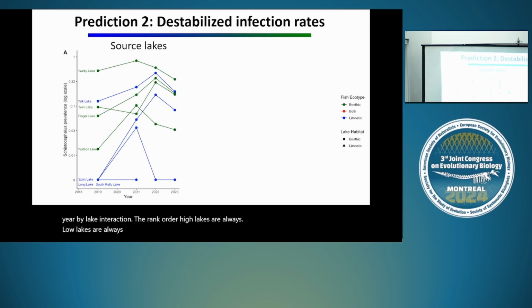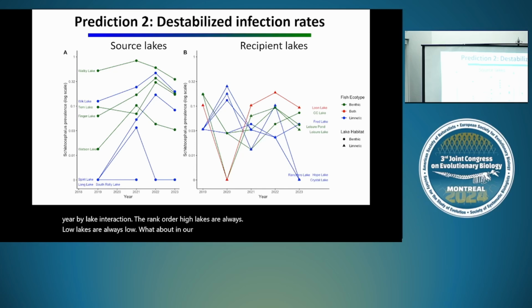What about in our experimentally founded lakes? They bounce all over the place. If they're high to start, they're low the next year. If they're low to start, they're high the next year. Then they flip back again. So there's a very large lake by year interaction effect here. About 70% of the variance is explained by the lake by year interaction effect here. Only about 6% of the variance is explained by a lake by year interaction effect here. So we indeed see destabilized host parasite dynamics.